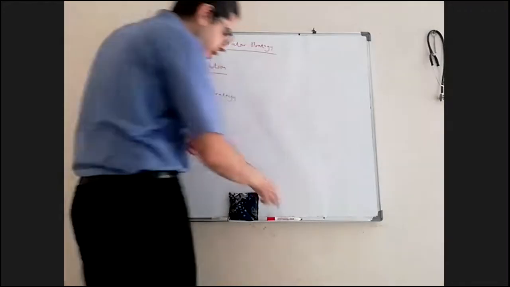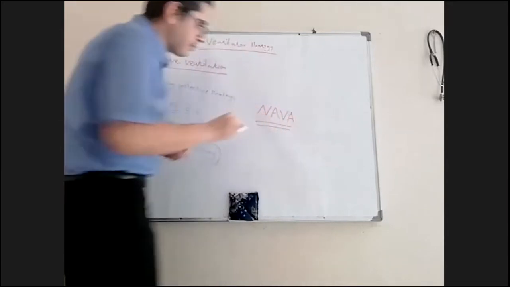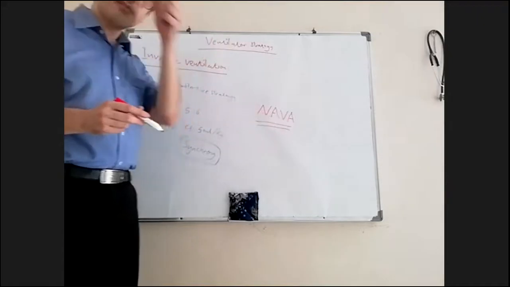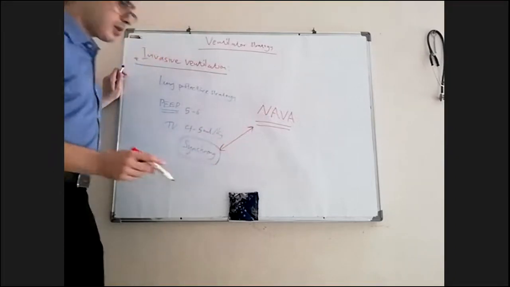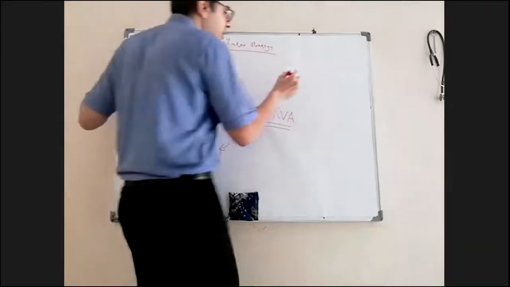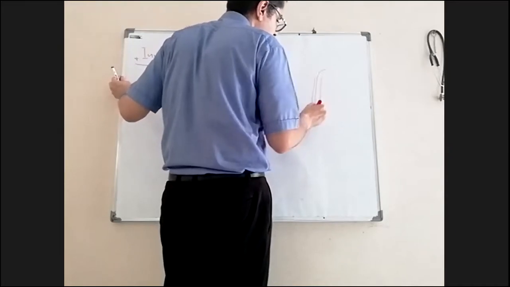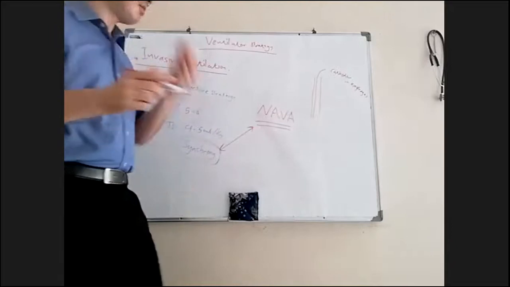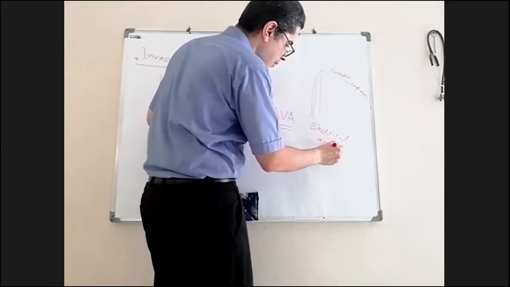So they made something called NAVA. They found it very useful. NAVA is neurally adjusted ventilator assist. This one helps with the signal. It is not available here in Malaysia. So with NAVA, you insert a catheter in the esophagus. This catheter will detect the electrical activity of the diaphragm.